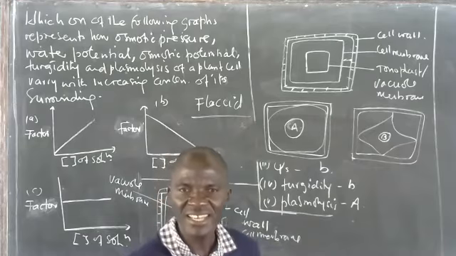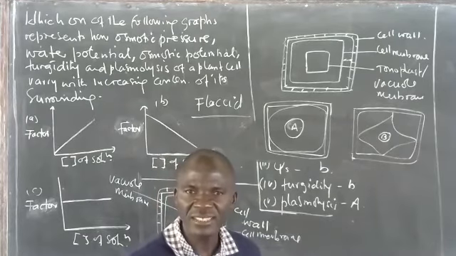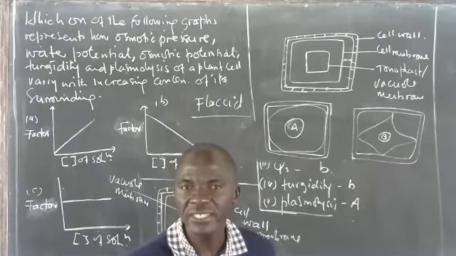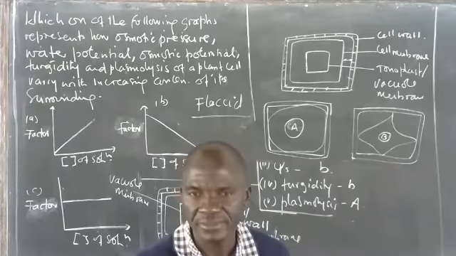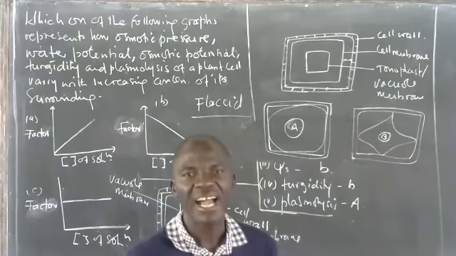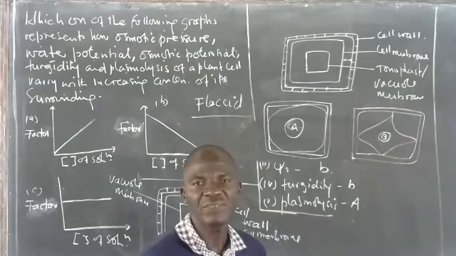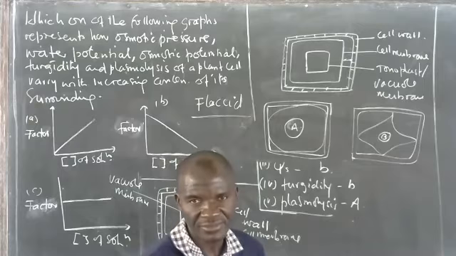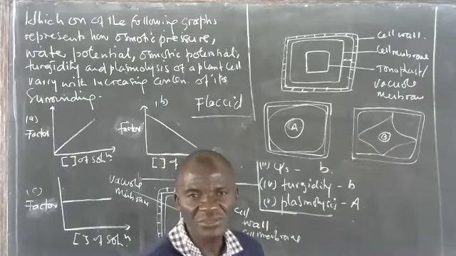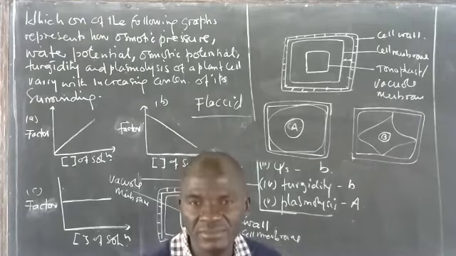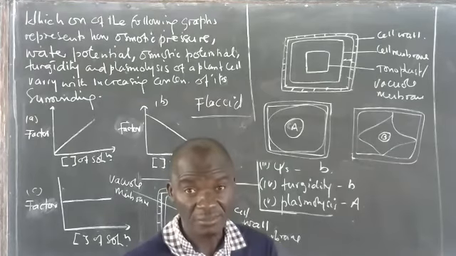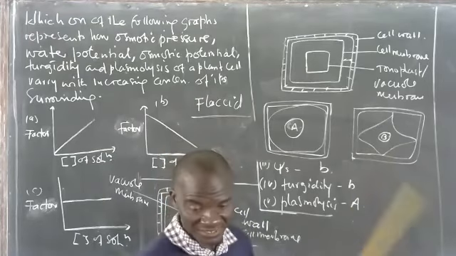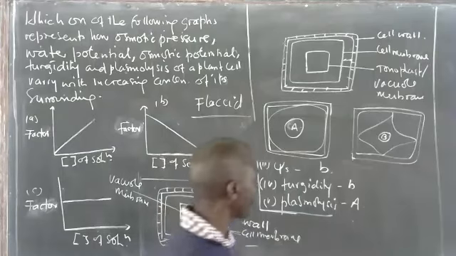When a cell is turgid, that means that it has absorbed water by osmosis. From where? From the surrounding dilute solution. And when a cell is plasmolyzed, that means that it has lost water. To where? To a highly concentrated solution. And then I say a cell is plasmolyzed. But a plasmolyzed cell will be flat. It will be soft.